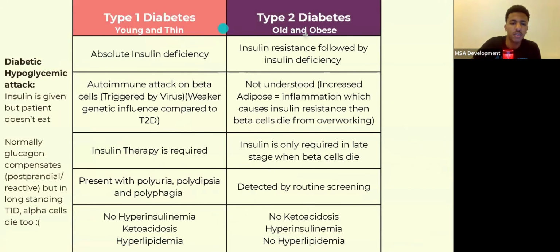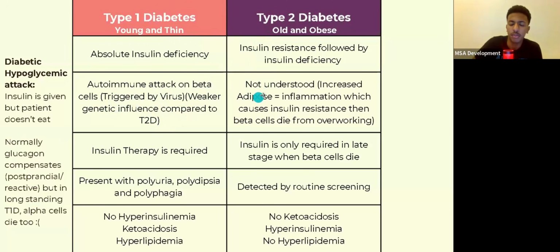Type 1 diabetes, the patients are usually young and thin. Type 2 diabetes, the patients are usually old and obese. Type 1 diabetes is characterized by absolute insulin deficiency. Type 2 diabetes, you have insulin resistance, and in the later stages, you have insulin deficiency. Type 1 diabetes is basically an autoimmune attack on the beta cells, and it's triggered by a virus. And even though there is a genetic influence, it's weaker compared to type 2 diabetes.